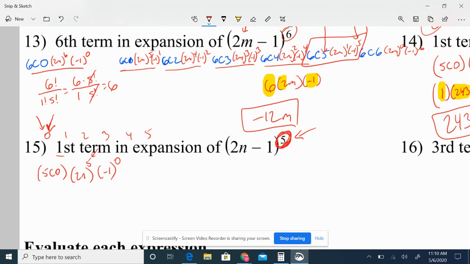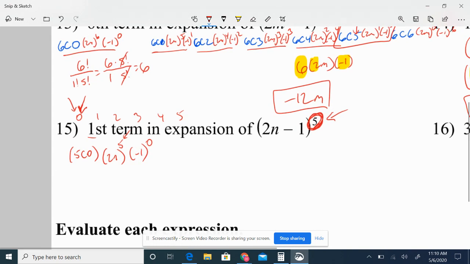All right, what's 5 choose 0? Let me find out what's 5 choose 0. That's 5 factorial, let me do it over here, 5 factorial over 5 factorial, 0 factorial. The 5 factorials cancel out. I know 0 factorial is 1. Cannot leave the top empty, so 1 over 1, isn't that just 1? So this is 1.